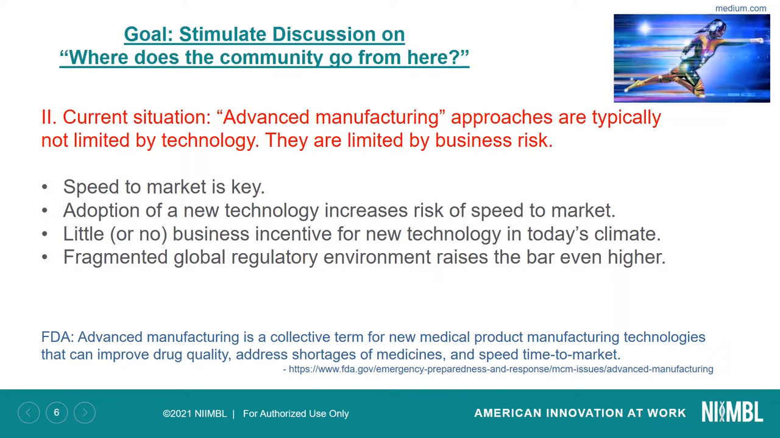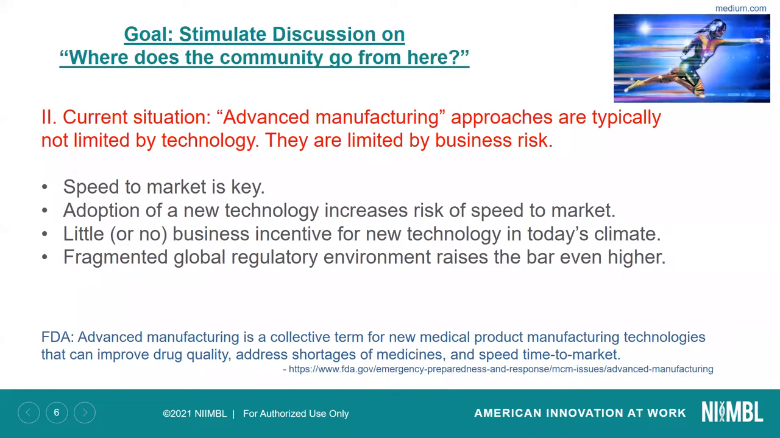And it's perhaps a broad overgeneralization, but I think a lot of the technologies that we hear about are things that can work. The science is there, the technology maybe needs to be matured, but it works. But the reason we don't see it adopted as rapidly as one might hope is because of business risk around adoption. And that business risk is tied to speed to market being critically important to companies. So adoption of a new manufacturing technology is going to increase the risk associated with getting that medicine to market. And so one could argue that there is very little, or in some cases perhaps no, business incentive for new technologies to be implemented in the manufacturing of these medicines in today's climate.